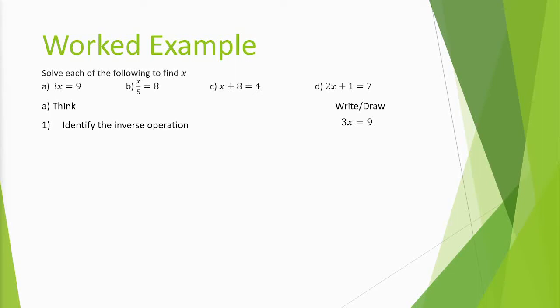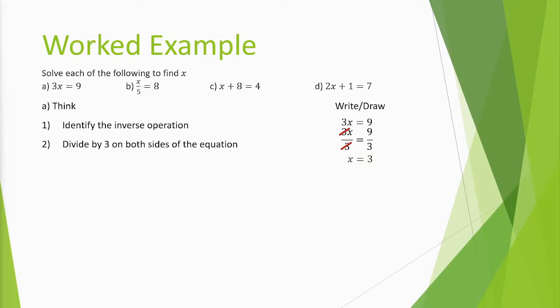I look at that 3x and I know that it's 3 times x, so my inverse operation for times is divide. My next step is dividing both sides by 3. I've written this as a fraction: 3x divided by 3, and 9 divided by 3. We've done the same operation to both sides. Now the 3 in the 3x and the 3 in the denominator cancel each other out, and what we're left with is just x equals 3.